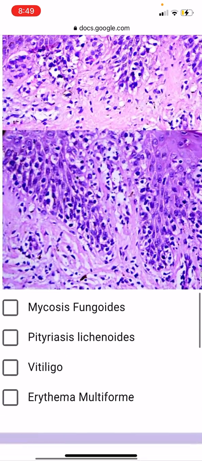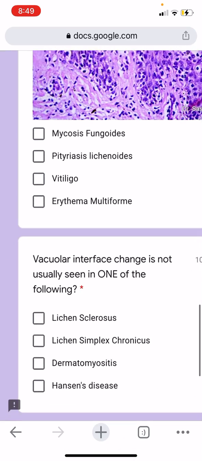And what are the differentials? Vitiligo, not this much inflammation is seen. In erythema multiforme, there should be basket weave type orthokeratosis, and there should be necrosis of the epidermis, which is absent here. The last one is easy.